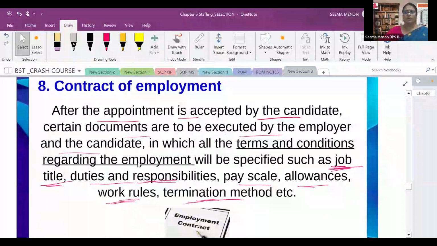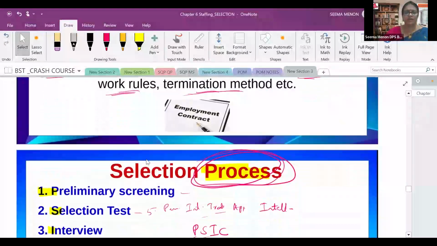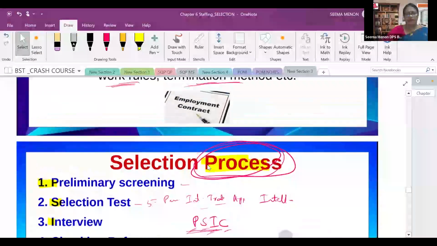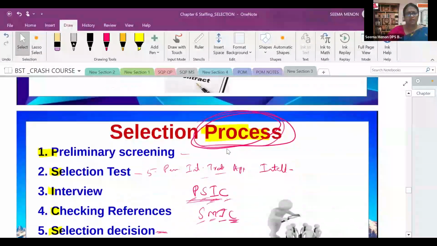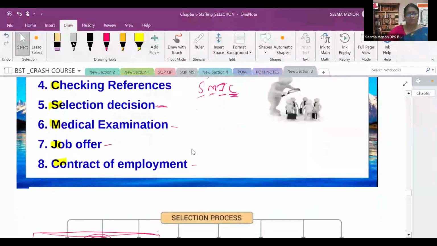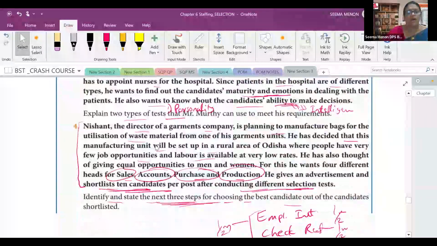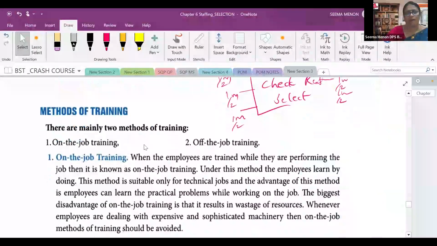There, a job contract will be signed by the employee, and the employer will give the contract showing all the details of the job, like their designation. That designation is called the job title. Their leave, work rules, payment, termination method, and retirement policies, everything will be shown there. Here we completed. Now let's move into the next topic, that is method of training.